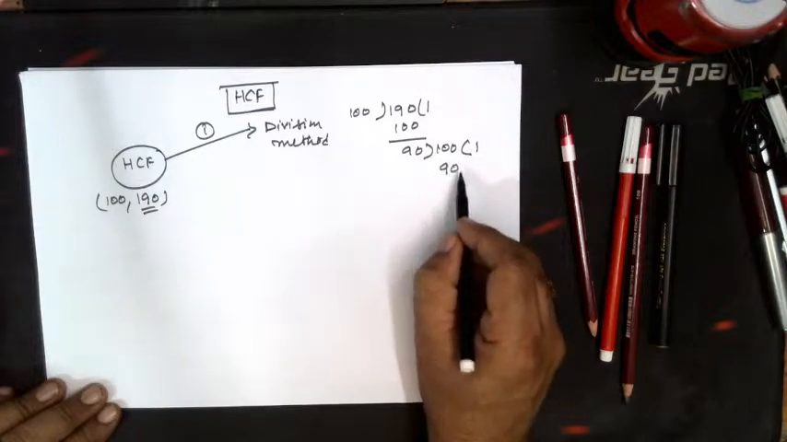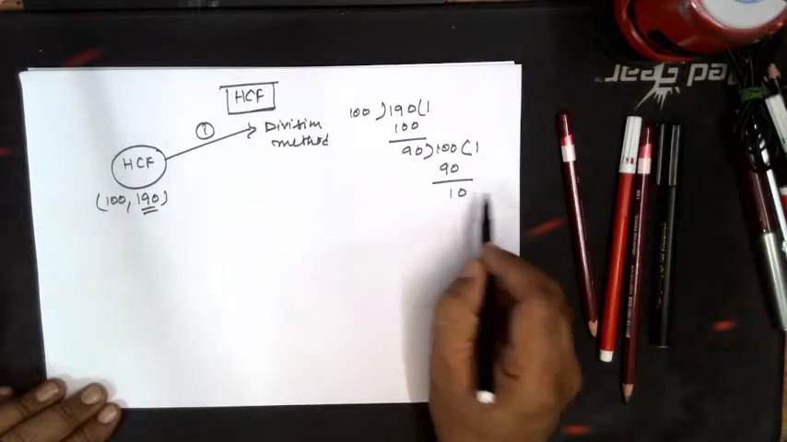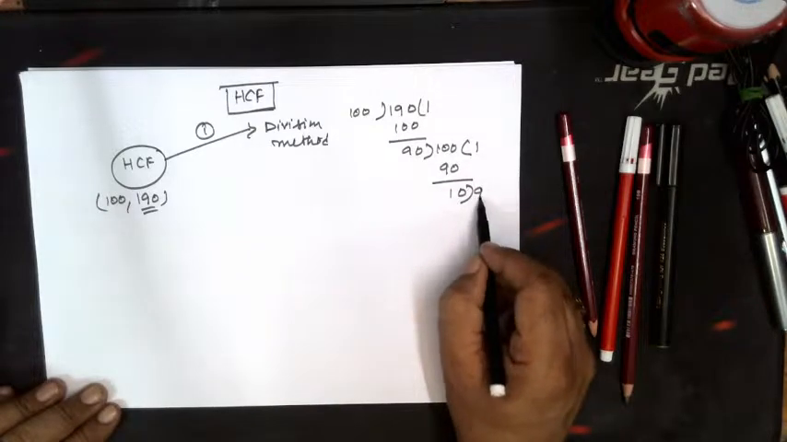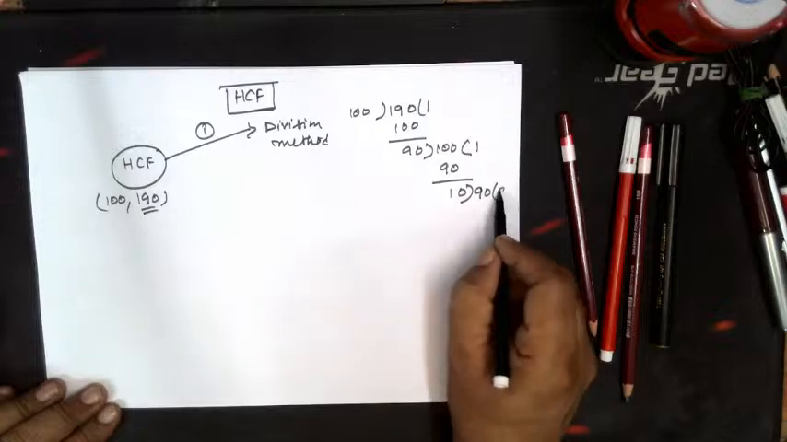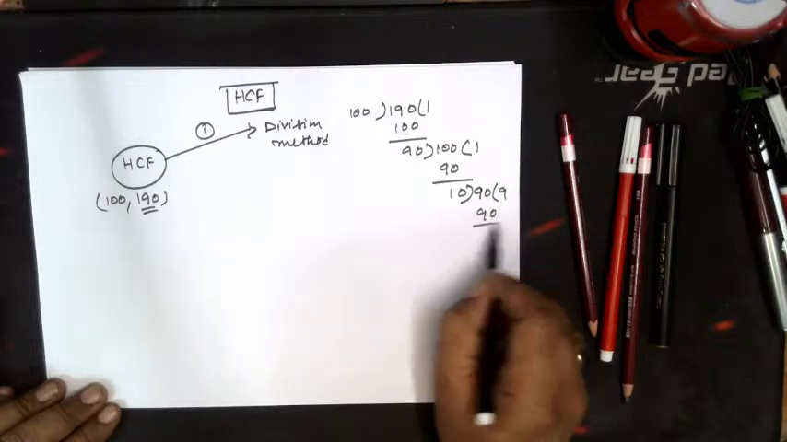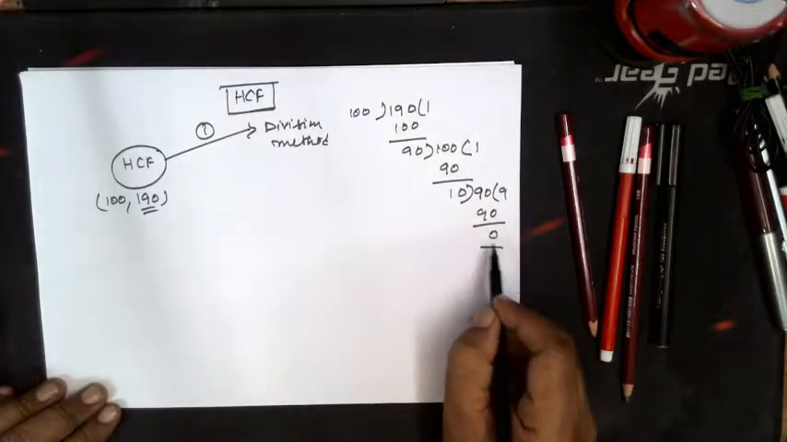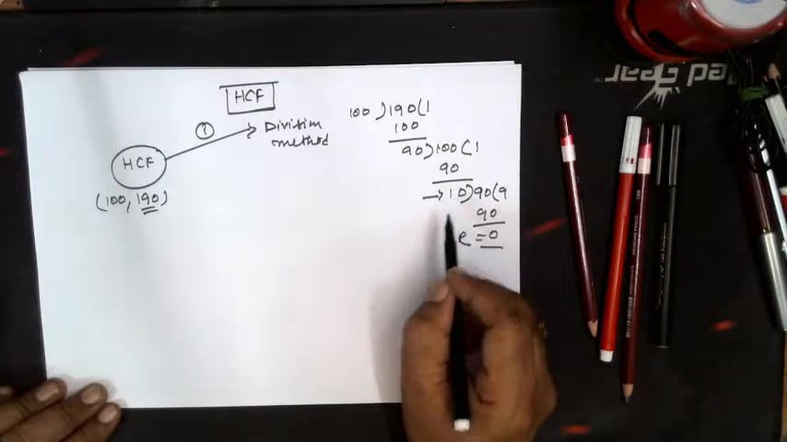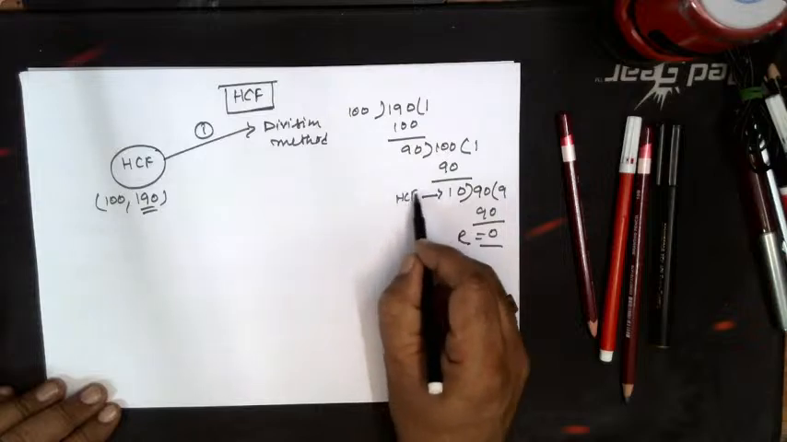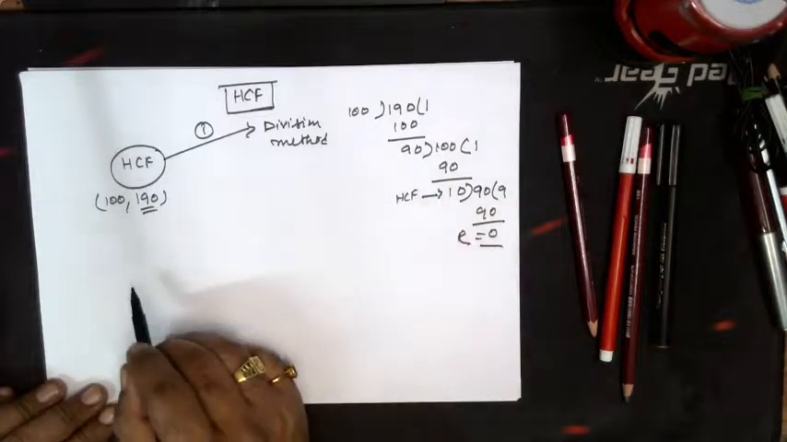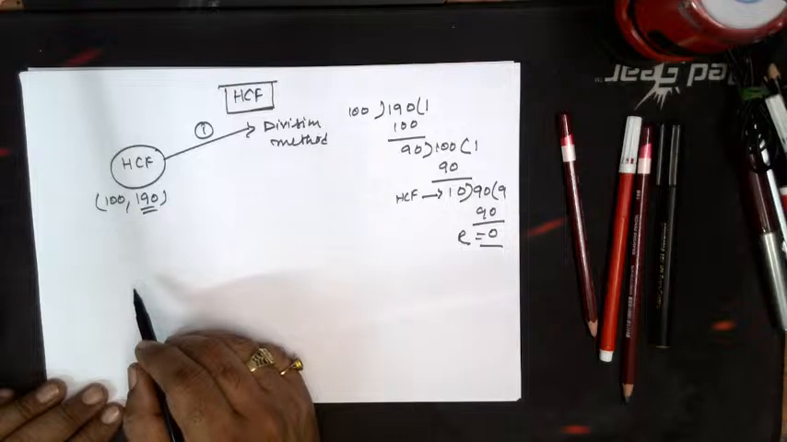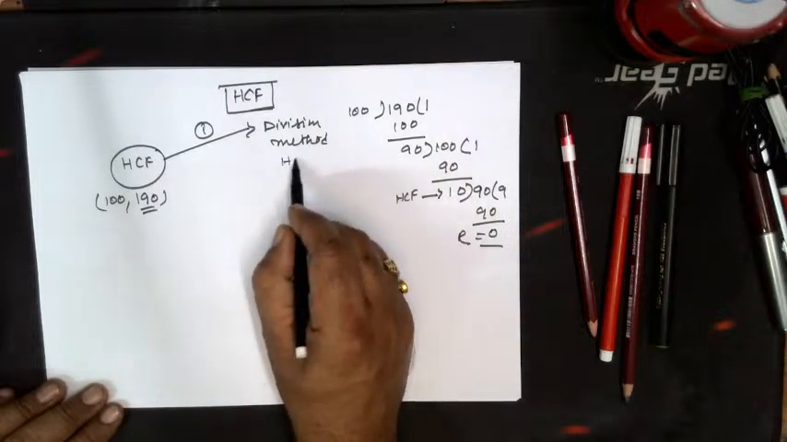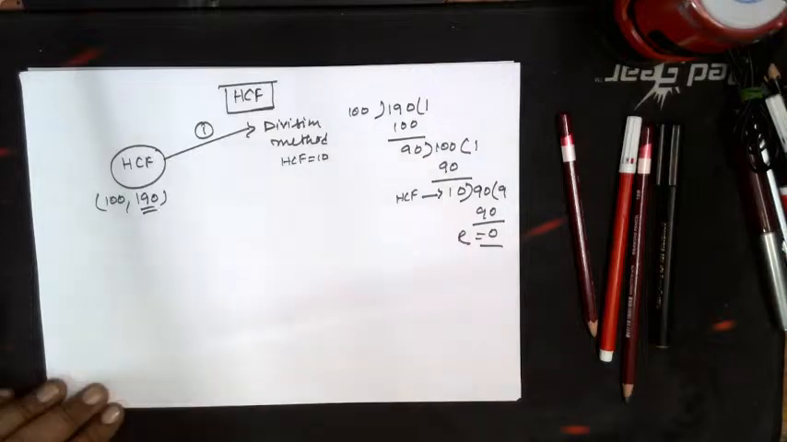So 90. Then 10. Now bring the divisor as the dividend. So 90. So it means 9 times. So 90, 0. When the remainder is equal to 0, that particular divisor is declared as HCF. Do you understand this? So in that case, 10 is the HCF. Is it clear? So this is one method.